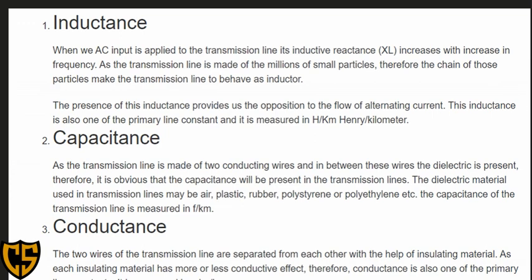Okay, so we have wire inductance. When the AC input is applied to the transmission line, its inductive reactance increases with increase in frequency. As the transmission line is made of millions of small particles, therefore the chain of those particles make the transmission line behave as inductor. The presence of this inductance provides us the opposition to the flow of alternating current. This inductance is also one of the primary line constants, and it is measured in Henry per kilometer, or may ibang pagid nga measurement or units for inductance.